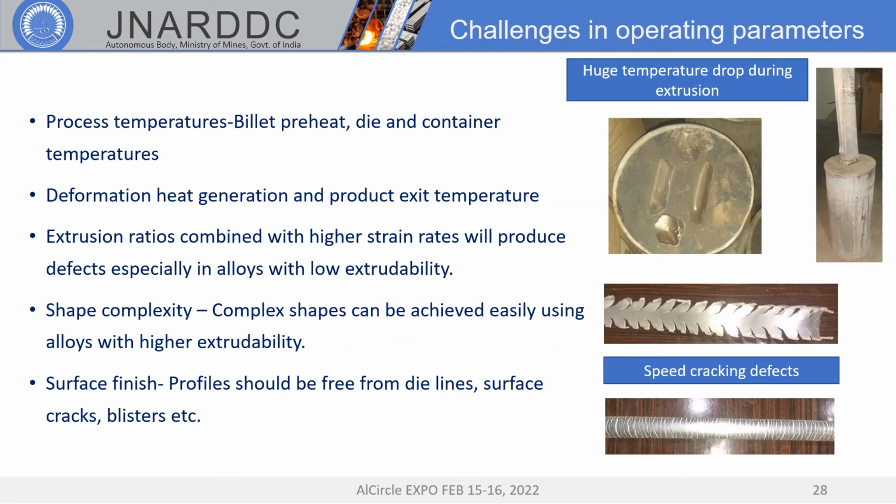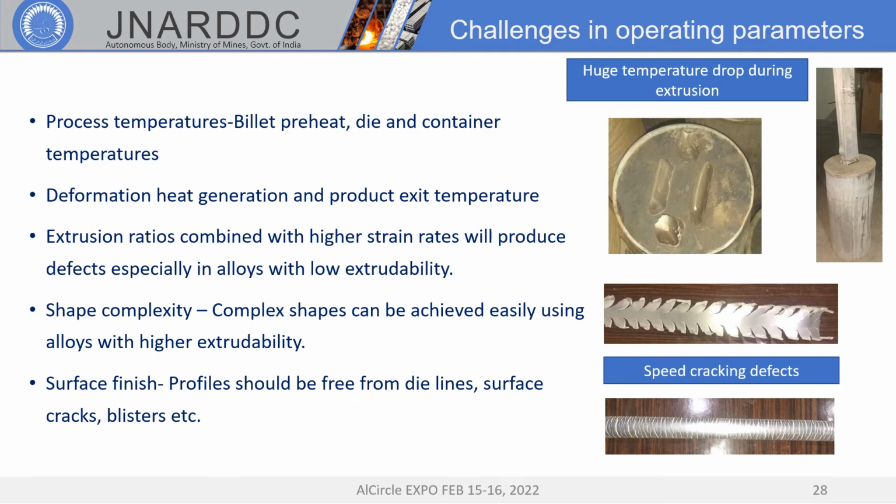This slide shows the challenges faced during extrusion of different alloys. Process temperatures such as billet preheat, die, and container temperatures have to be closely controlled for a good quality profile. Deformation heat generation and product exit temperature are closely related. Higher extrusion ratios will produce higher product exit temperature and also prompt surface defects. Extrusion ratios combined with higher strain rates will produce defects, especially in alloys with lower extrudability.